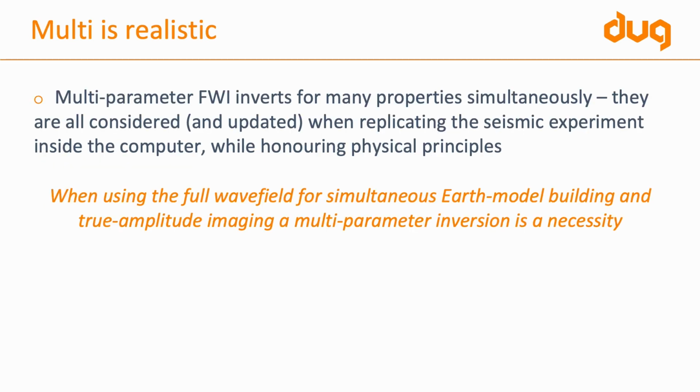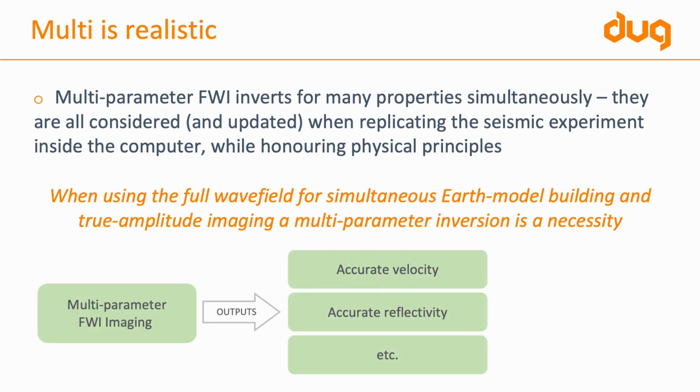A multi-parameter inversion, on the other hand, as the name suggests, inverts for many properties simultaneously. They are all considered and updated as part of the Earth model when replicating the seismic experiment inside the computer, all while honouring the superior physical principles embedded in the FWI algorithm. For FWI imaging purposes, a multi-parameter inversion is a necessity.